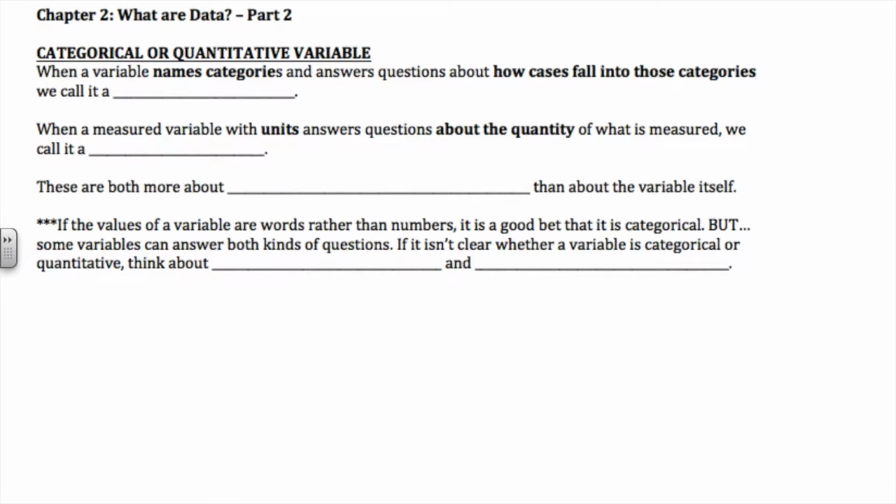First up, when a variable names categories and answers questions about how cases fall into those categories, we call it a categorical variable. The key here is that it names or describes how it falls into these categories. When a measured variable with units answers questions about the quantity of what is measured, we call it a quantitative variable.